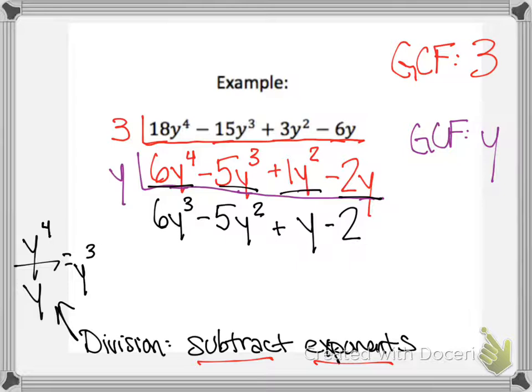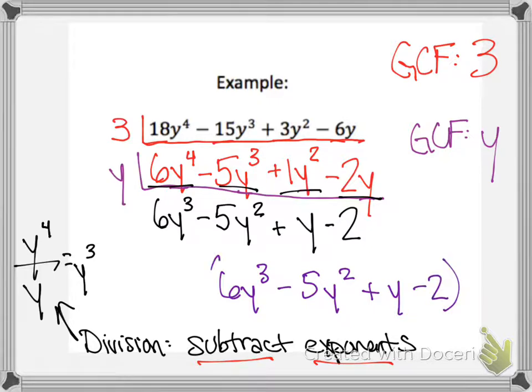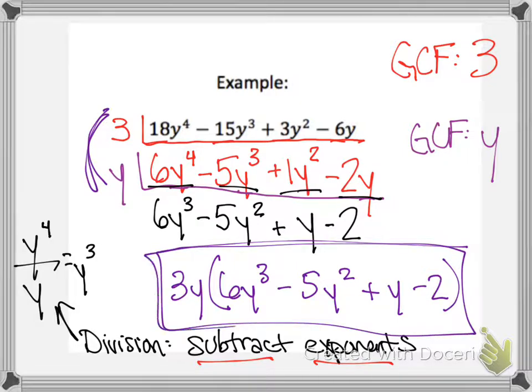And so my final answer, I'm going to write all of this out in one set of parentheses. I'm going to have 6y to the third minus 5y to the second plus y minus 2 in parentheses. And this stuff that I divided out, 3y, is going to go outside my parentheses. So I have my simplest form inside my parentheses and my factor outside my parentheses. That is my final answer.